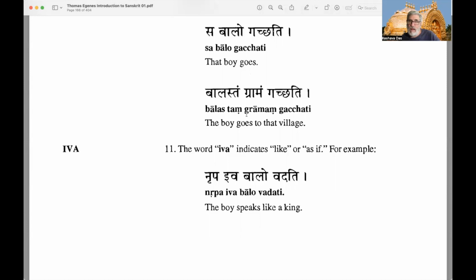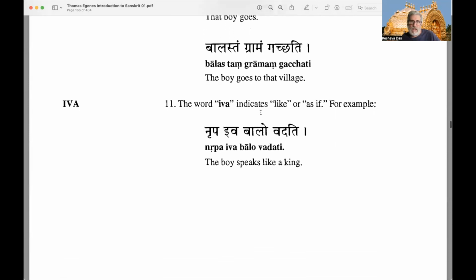Now it says here, tam gramam means that village. That is the object. That is the accusative, right? They're both in the accusative masculine, because gramam is masculine, tam is also masculine. If gramam was neuter, it would be tat, right? Tat, etat, but because gramam is a masculine noun, it's tam. Okay. So now let's have a look at another example.